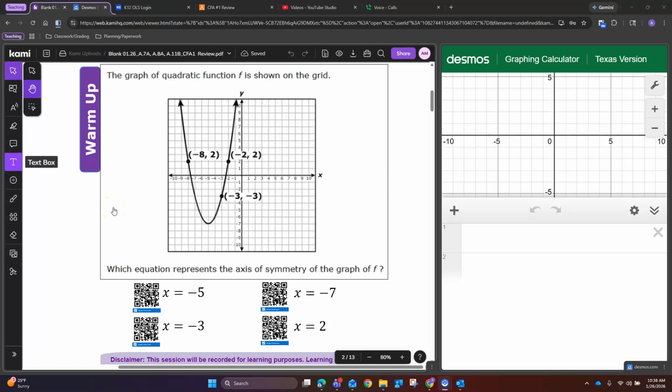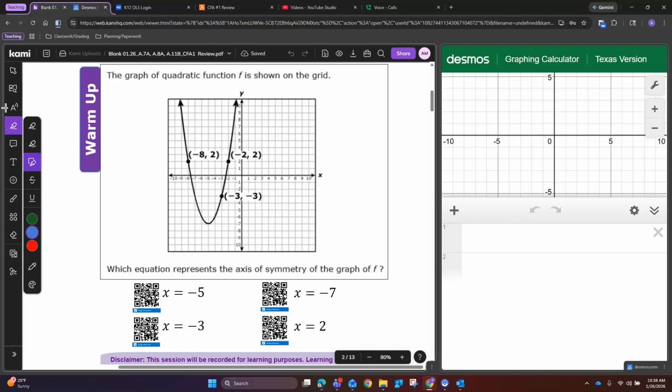The graph of quadratic function f is shown on the grid. Which equation represents the axis of symmetry of the graph of f? Now, in order to do this, we're hoping you did your asynchronous lessons or were paying attention previously, but axis of symmetry.